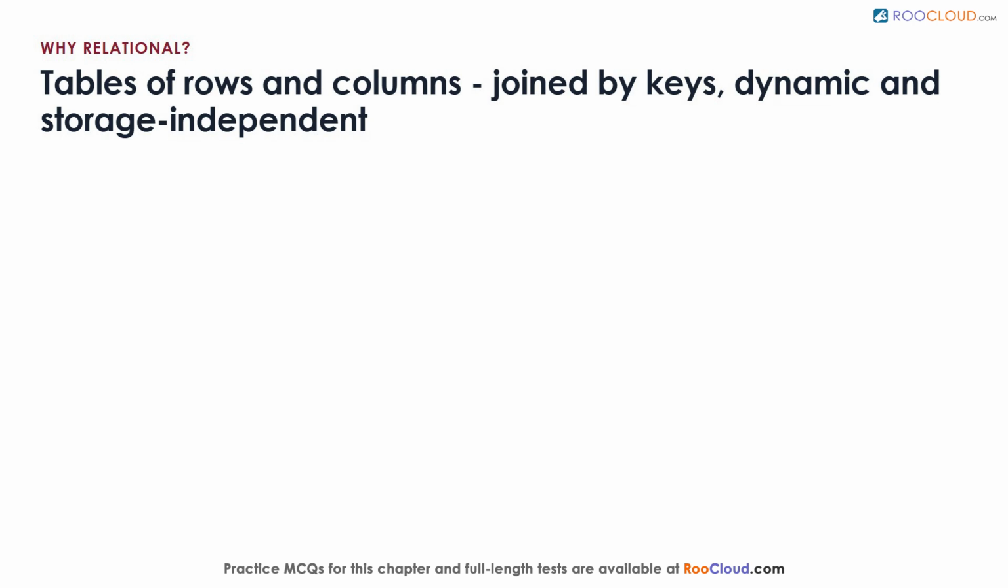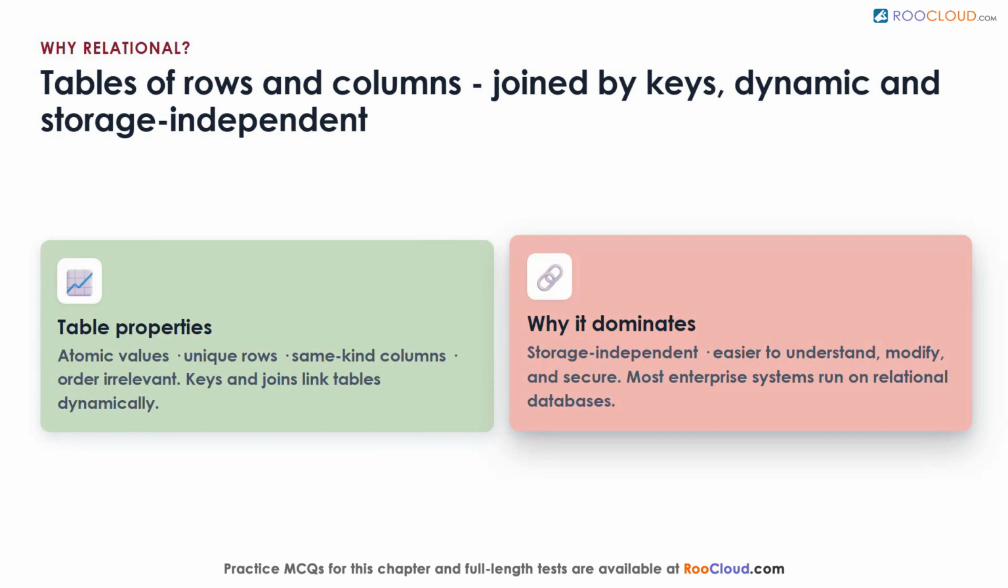The tables follow strict properties. Each value is a single, indivisible unit. Each row carries its own unique identity. Column values are all of the same kind. And the order of rows and columns does not matter.